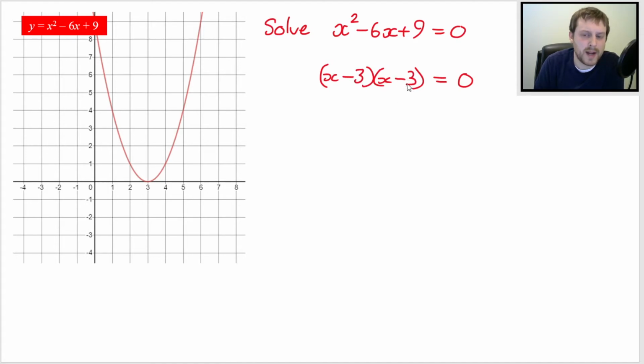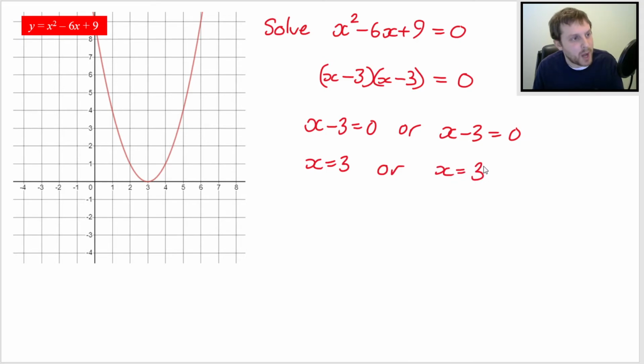Because minus 3 and minus 3 add up to make minus 6, and minus 3 times minus 3 makes 9. So x minus 3 is 0, or x minus 3 is 0. So x is 3, or x is 3. And yes, okay, I'm wasting a bit of time there, because as you can see straight away, we've actually got something called a repeated root.